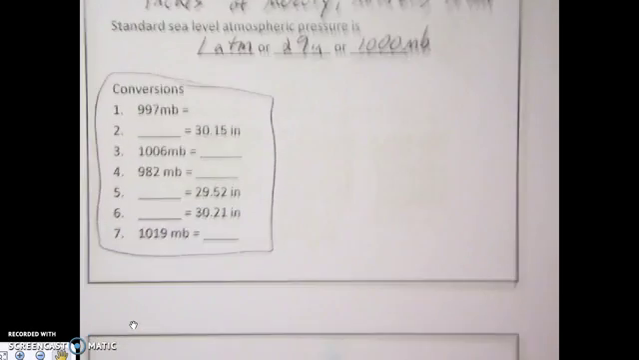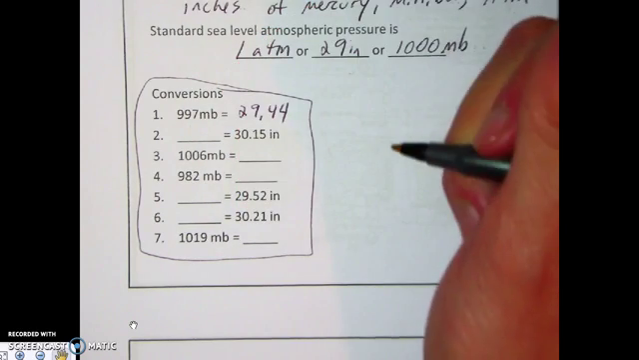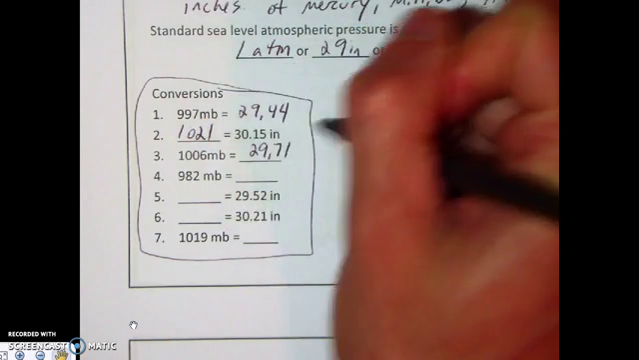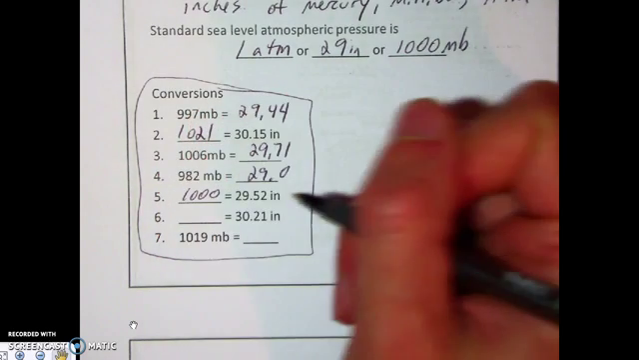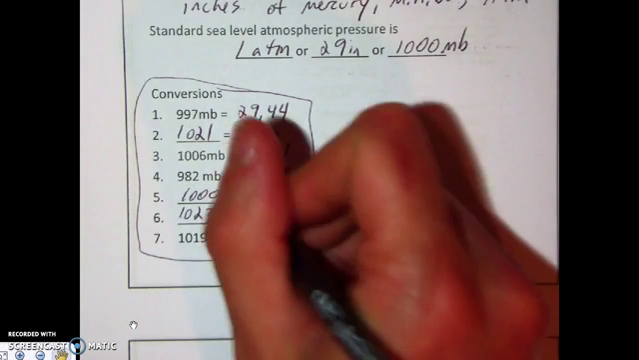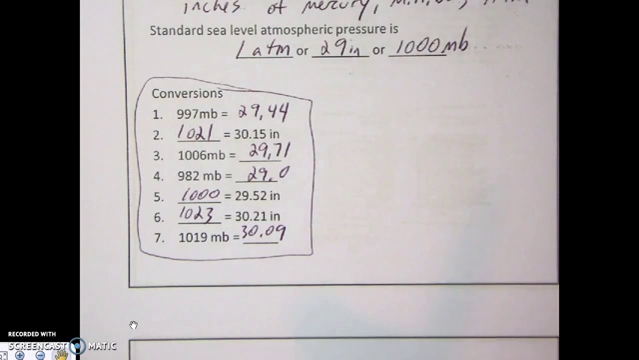Okay, so let's pick up where we left off. Here are the air pressures, and I'll just write in the values. So here we had 29.44 inches of mercury, 1,021 millibars, 29.71 inches, 29.0, 1,000, 1,023, and 30.09. Okay, so those are the air pressure conversions.